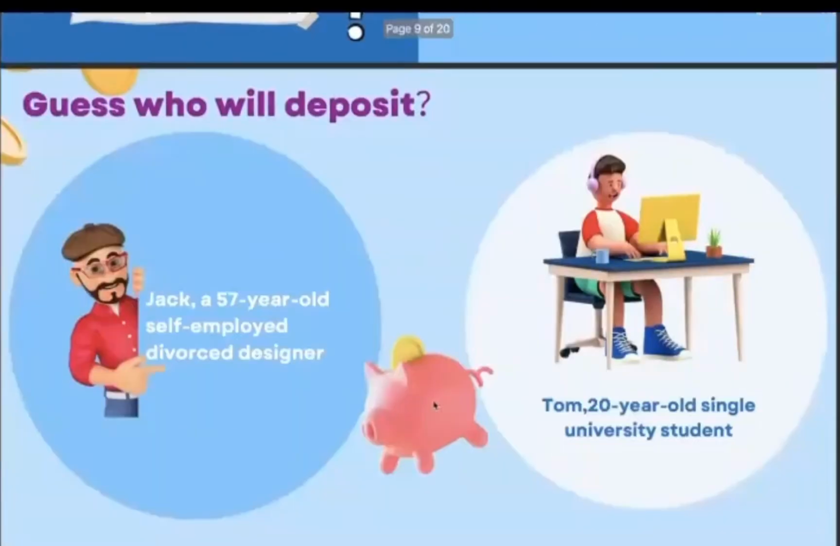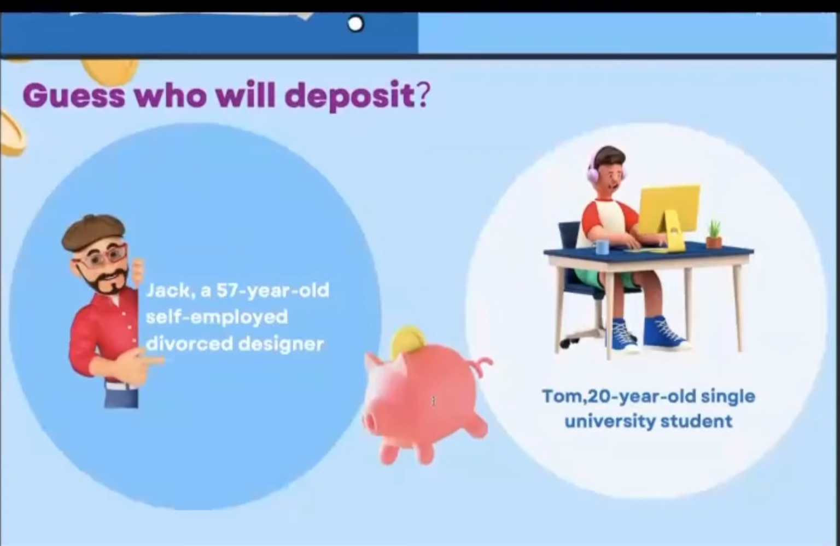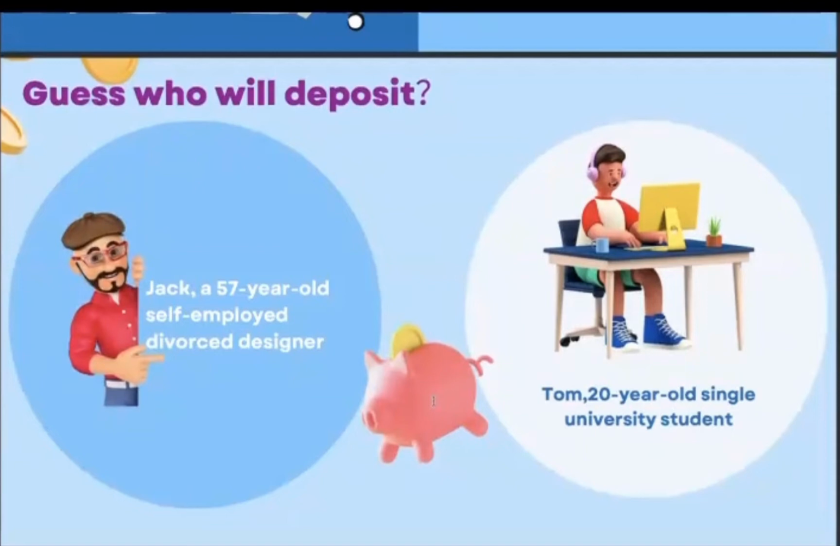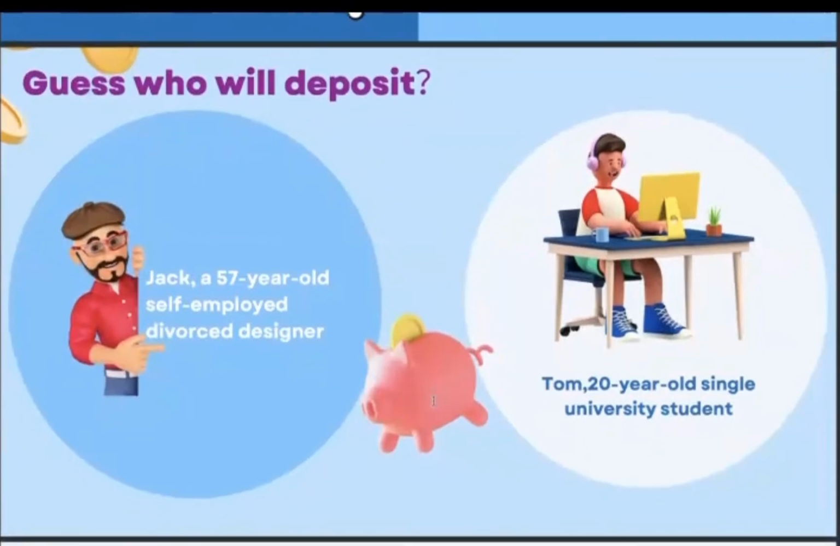Now here is a quick question. Of these 2 people, can you guess who is more likely to place a deposit? Is it Jack? Jack is a 50-year-old self-employed divorced designer. Or Tom? Tom is a 20-year-old single university student. If you don't know the answer, don't worry. The visualization part will show you the answer.